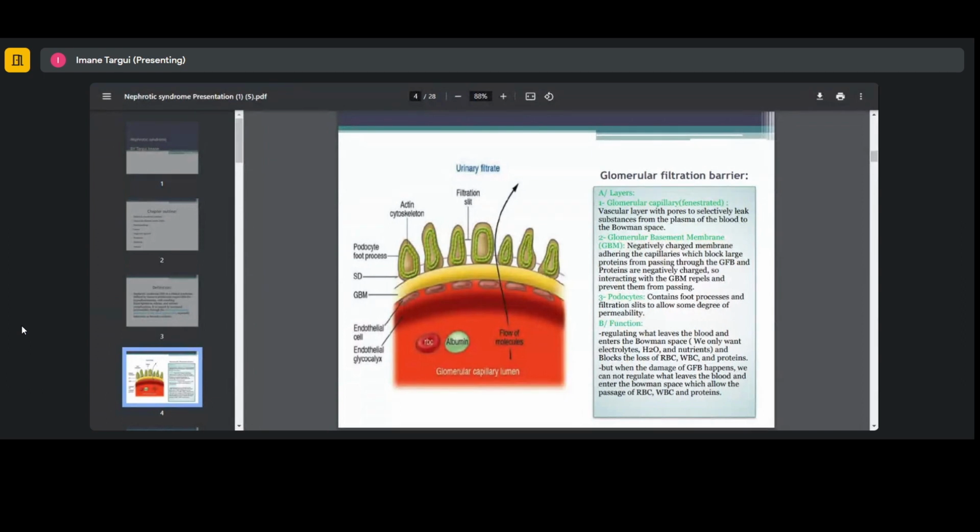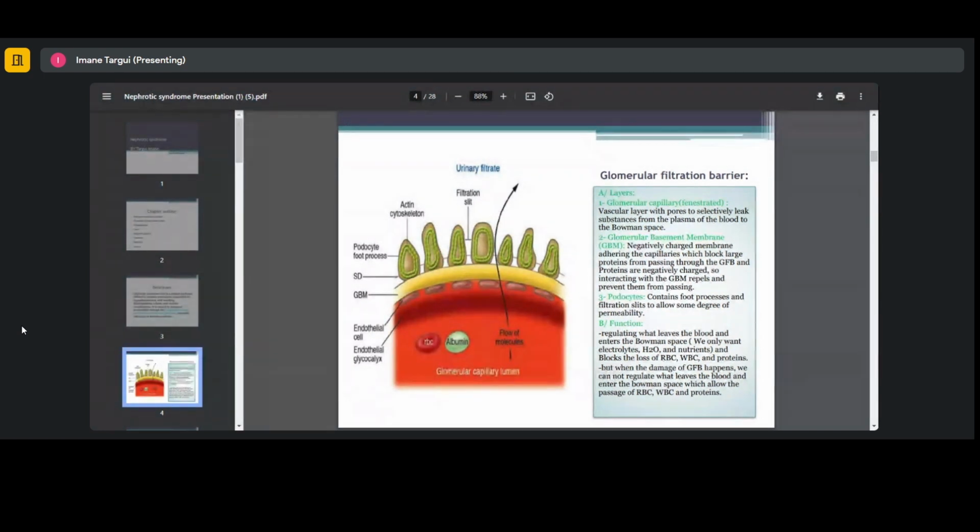This is normal physiology. Second layer, which is the glomerular basement membrane, a negatively charged membrane adhering to the capillaries, which blocks large proteins from passing through the GFB, or glomerular filtration barrier, and proteins are negatively charged. So proteins interacting with the GBM are repelled and prevented from passing.